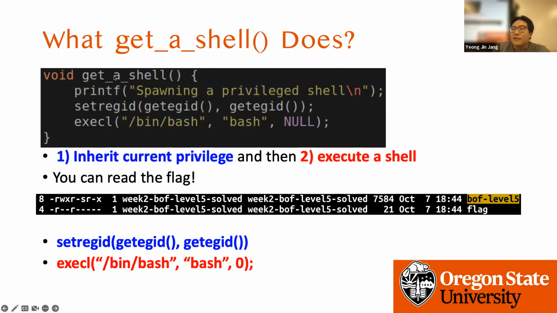This is the Ghetto shell function, and you will see that there's a printf. You can ignore that, because I put that in as an indicator that you successfully own the program. The important parts are these functions. Actually, it calls three functions: getegid, setregid, and execl.